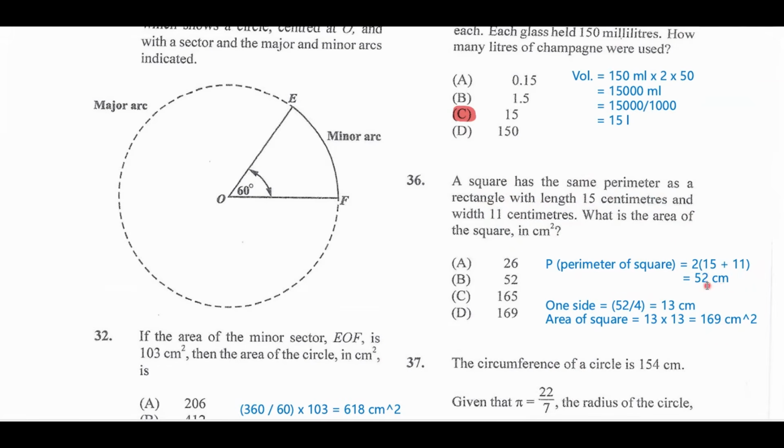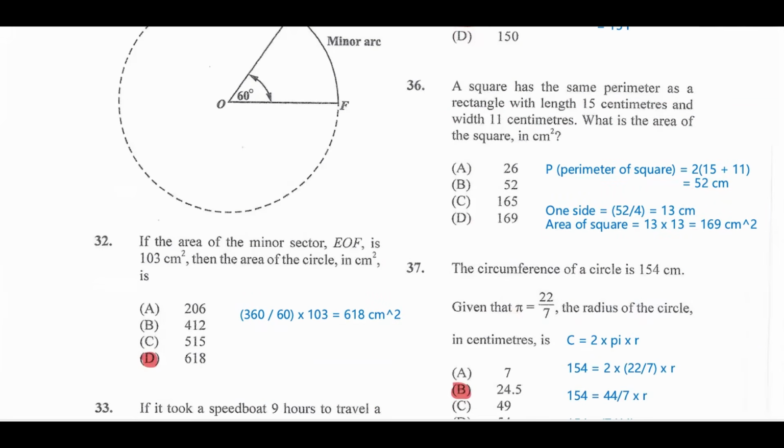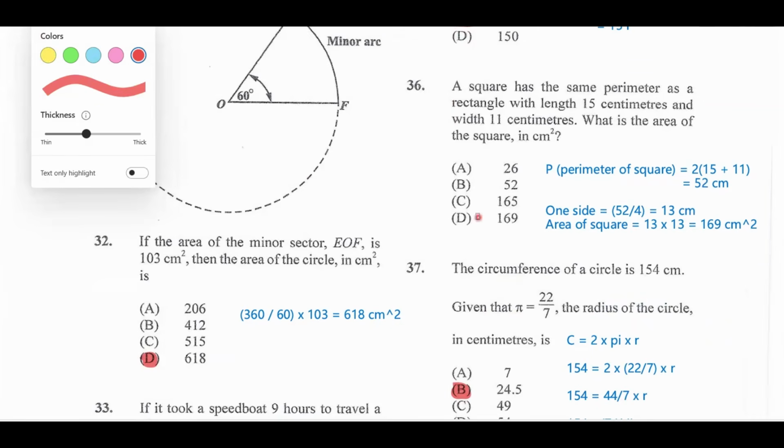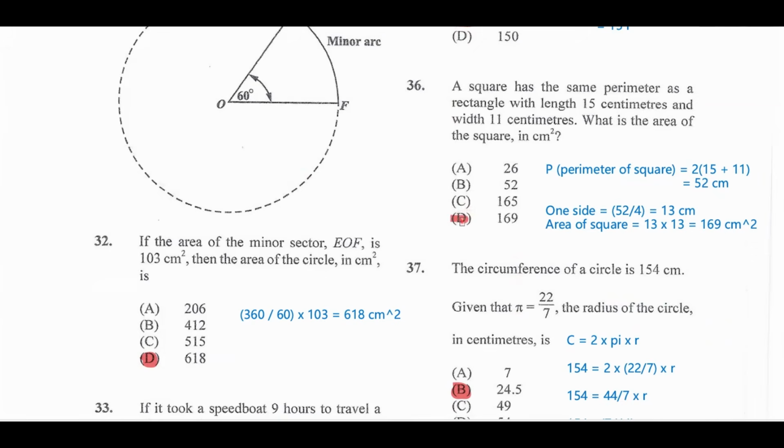And if this is the same as the perimeter of the square, one side of the square will be 52 divided by 4, because remember, all sides of a square are equal. 52 divided by 4 is 13 cm. So the area of the square, side by side, will be 13 by 13, which is 169.